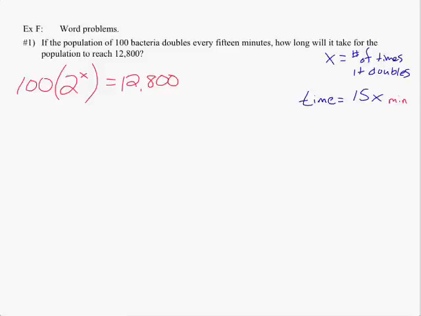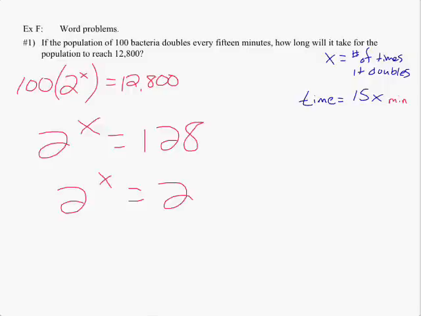You cannot multiply the 100 times the 2 because the 2 has an exponent of x. So we can divide both sides by 100, and we get 2 to the x equals 128. Hopefully we can write 128 as a base of 2. 2 times 2 is 4, times 2 more is 8, times 2 more is 16, times 2 is 32, times 2 is 64, times 2 is 128. That's 7 2's. So this is the same as 2 to the 7th.